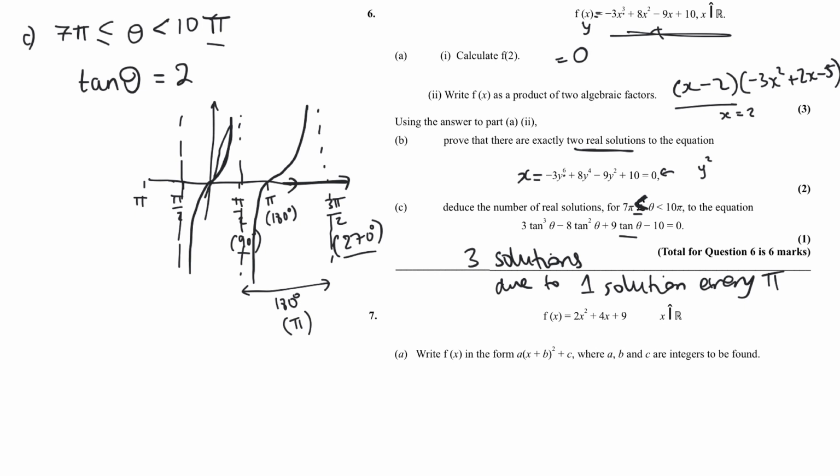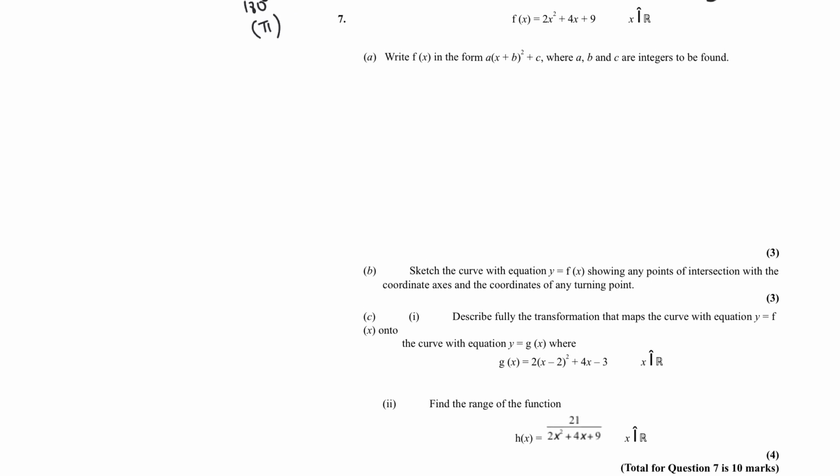Okay, so moving on. Question 7 says that f of x is equal to 2x squared plus 4x plus 9. And it wants us to write f of x in the form a bracket x plus b squared plus c, where a, b, and c are integers. So we're going to be completing the square. So question 7a, that's 2x squared plus 4x plus 9.